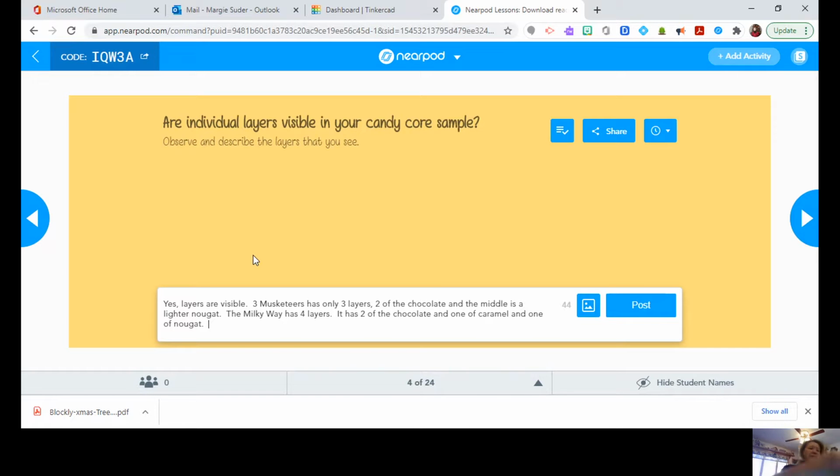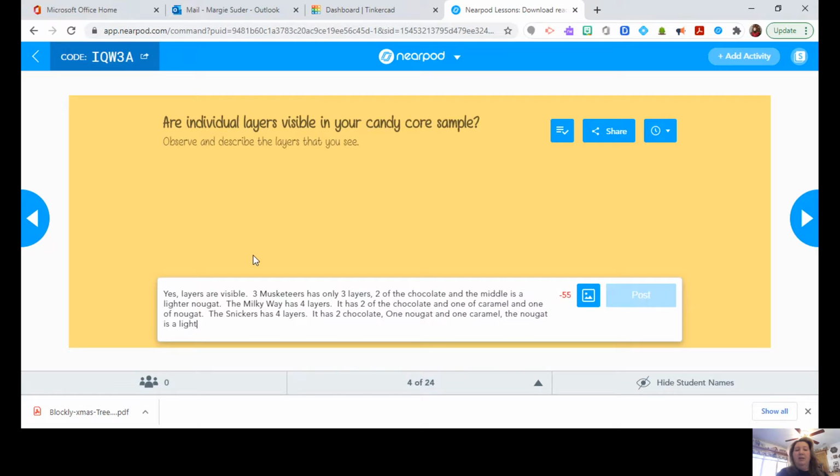Okay, now it's time for me to look at my Snickers. So I got my Snickers out. It has 1, 2, 3, 4 layers. Again, the Snickers has 4 layers. It has 2 chocolate, 1 nougat, and 1 caramel, but the nougat is a lighter color. It almost looks whitish in a way, not as much brown.